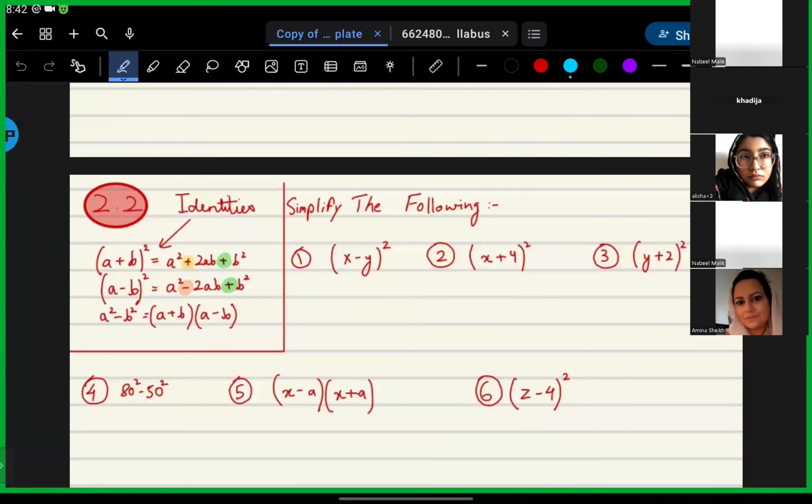Another topic we have to learn here is a part of the basics of mathematics, and you should have command of it so that you can solve questions easily.